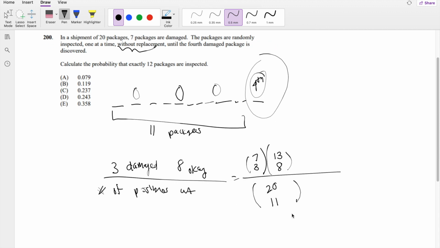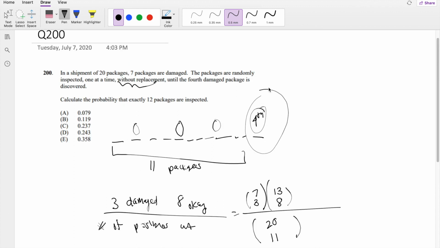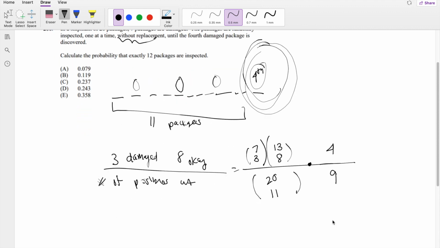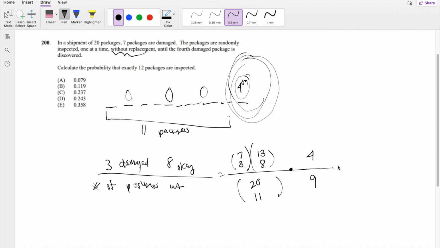So this would be the hypergeometric distribution, but don't forget, we also have this thingy right here. So what is the probability of this 4th package being damaged? Well, if we already picked 3 damaged ones out, then the probability that this one's going to be damaged is going to be 4 divided by how many total packages are left. If we already picked 11, so that's 20 minus 11, so that's 9. So 9 packages are left here. So that's what we're looking for.